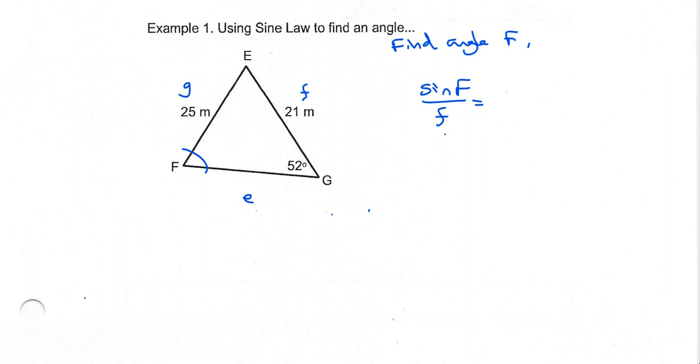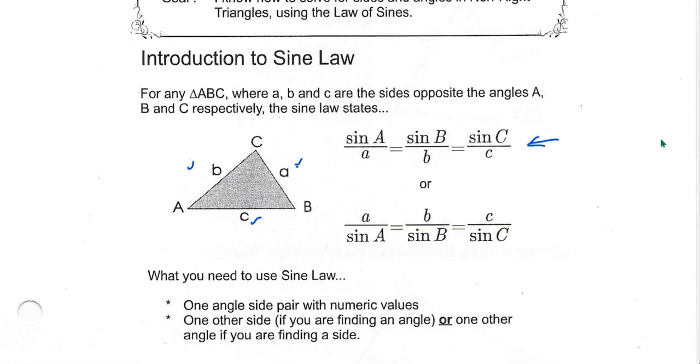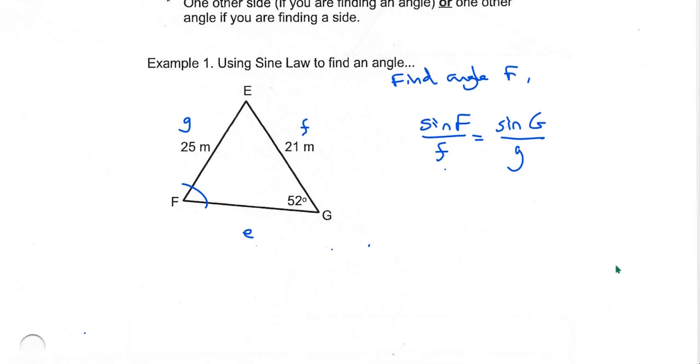So I'm just going to set up my equation using angle F, little f, and the ones that are given. So sine big G divided by little g. Notice it's the exact same formula as up here, except up here it was ABC, and here it's EFG. And E, we don't care about because it's not involved in the question. So now I'm going to go sine F divided by 21 equals sine 52 degrees divided by 25.